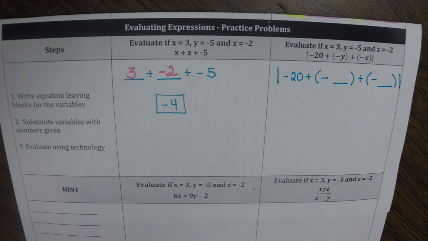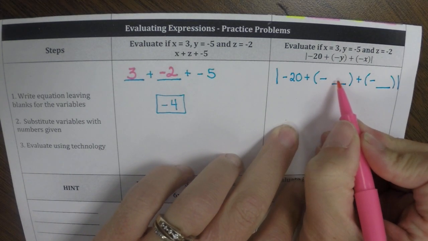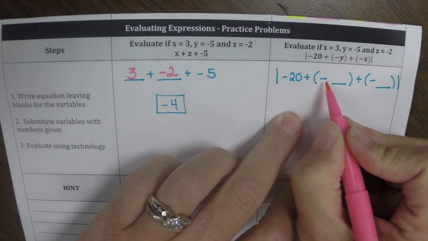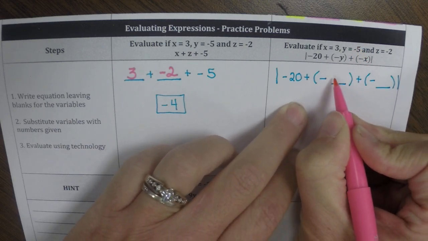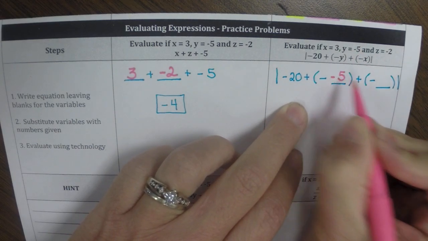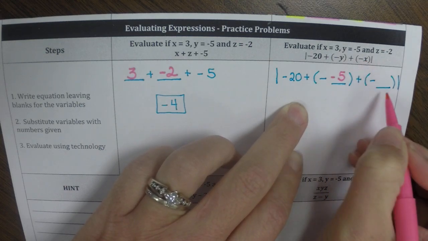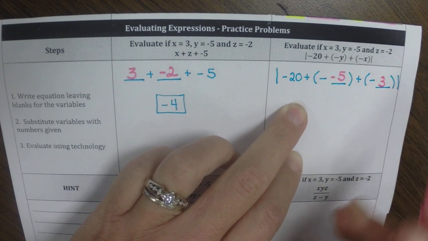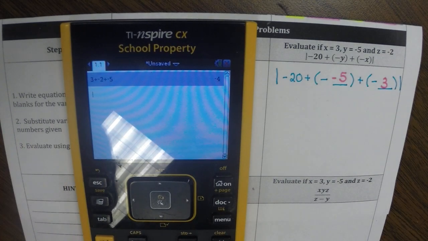So now I'm ready to plug this into my calculator. So I would put a y in this blank. Well, y is -5. Yes, I know there's already a minus here, but we were told to put this in the blank. So we're going to put -5 in the blank. Then this is an x, so I'm going to put an x in the blank, and the x was 3, so I'm going to put in a 3. And now it's calculator ready. So we would be ready to put it in.